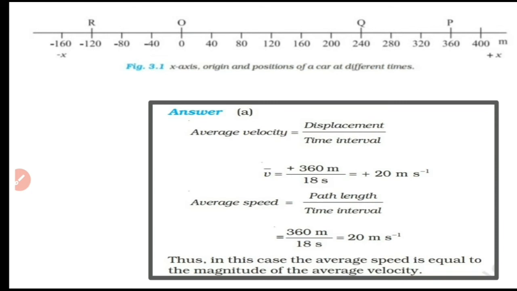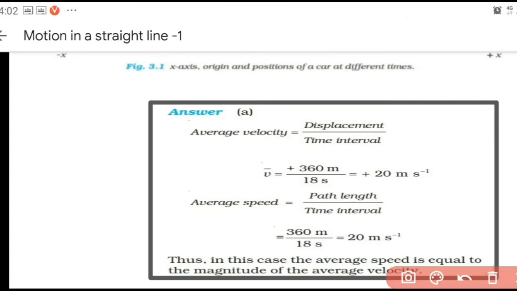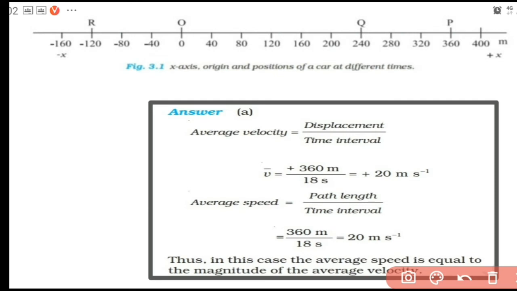Okay, so here it is given. First, the car starts from O, then it goes to P in 18 seconds. So the time taken for that motion is 18 seconds. Okay, so in 18 seconds it goes from O to P. We are asked to find the average velocity and average speed for both.